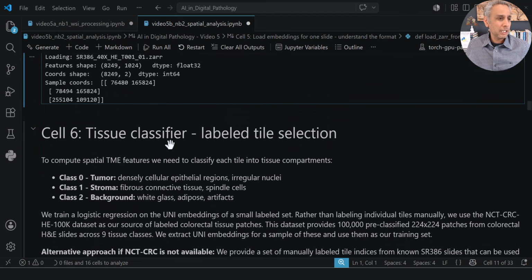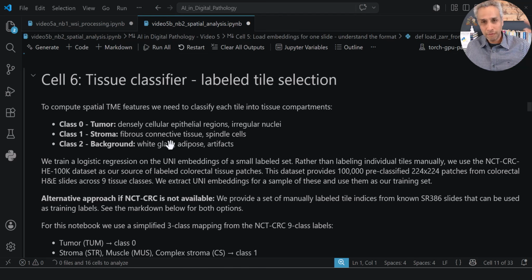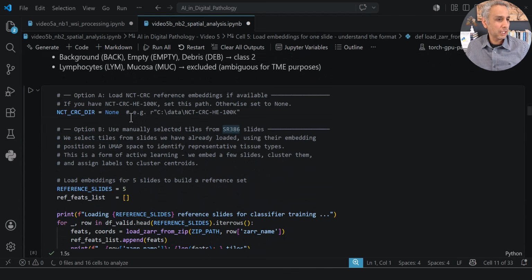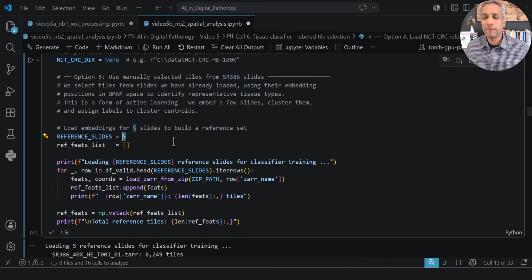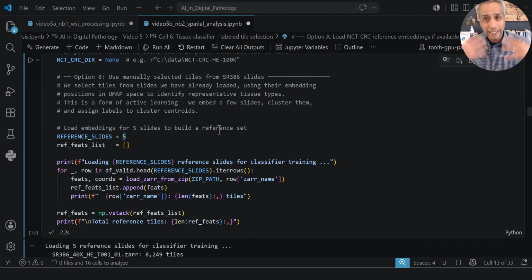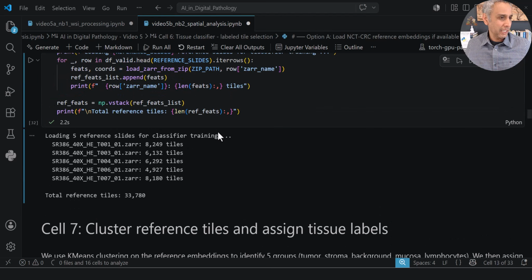Okay, now let's train our classifier. So we have 5 reference slides, let's say. Number of reference slides, we have 5. Let's go ahead and run this first. From the 5 slides, we are extracting all the tiles. One of these, T006, has 4,927 tiles, and the other one has 8,200 tiles. So you can see the range right there.